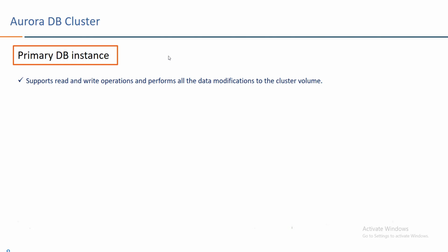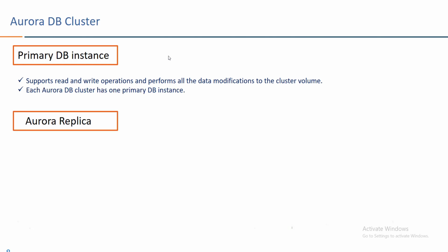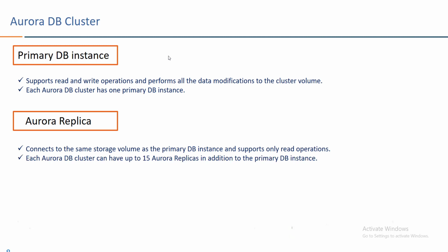Primary DB instance: supports read-write operations and performs all the data modifications to the cluster volume. Each Aurora DB cluster has one primary DB instance. And what are Aurora replicas? They connect to the same storage volume, yes, because a shared volume is there, as the primary DB instance and support only read operations. Each Aurora cluster can have up to 15 Aurora replicas in addition to the primary instance. So it can have 15.